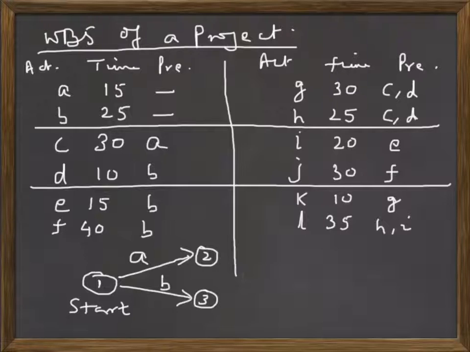So we have drawn A and B. Now let us see where C will start from. C has immediate predecessor A. A ends at 2. So it is the obvious choice that C will be starting from 2. So we draw a line here and this is the start of C.